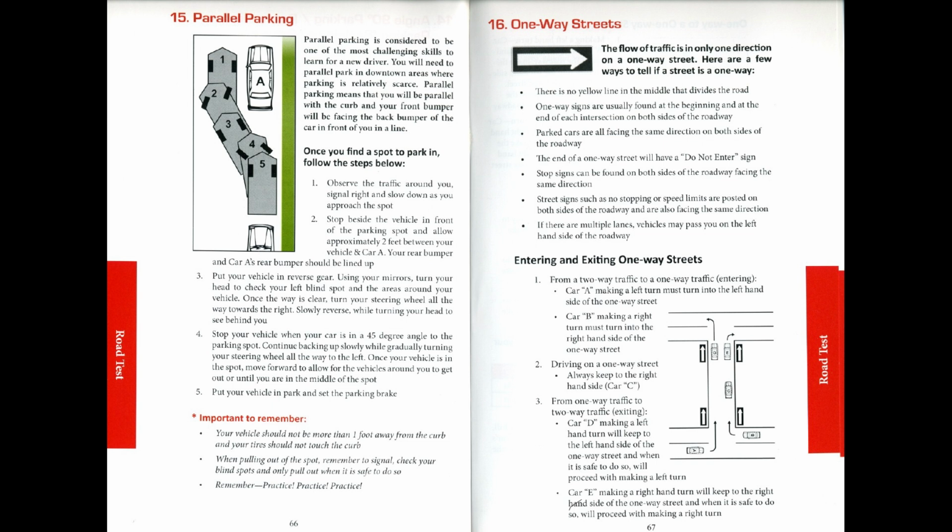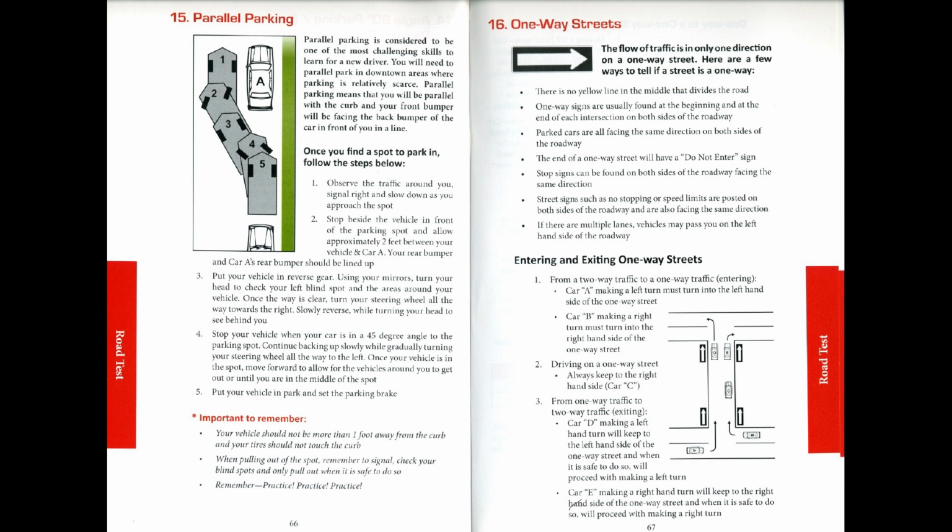Once you find a spot to park in, follow the steps below. Observe the traffic around you, signal right and slow down as you approach the spot. Stop beside the vehicle in front of the parking spot and allow approximately 2 feet between your vehicle and the adjacent car. Your rear bumper and adjacent car's rear bumper should be lined up. Put your vehicle in reverse gear.